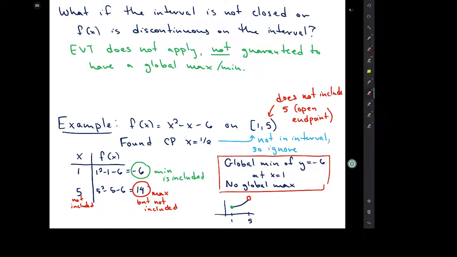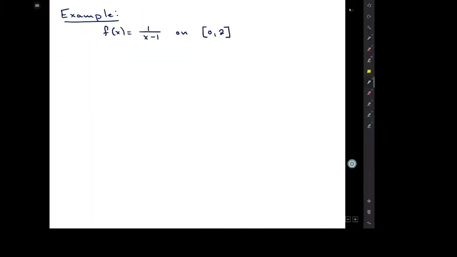Let's look at one more situation. So let's say that we are looking at the function f of x equals 1 over x minus 1 on the interval from 0 to 2. In this case, we notice that this function is discontinuous at x equals 1. This function is not defined at x equals 1. So again, the extreme value theorem doesn't apply because our function is not continuous on our interval. So we may be missing a min or a max, or we may not be.